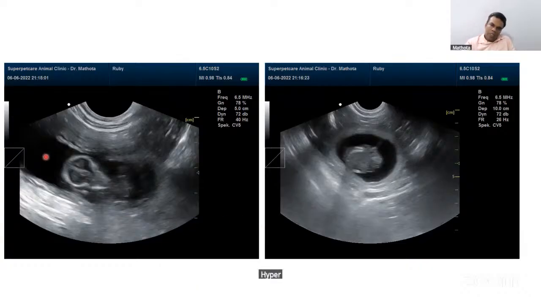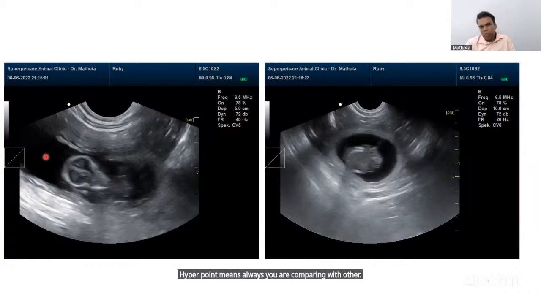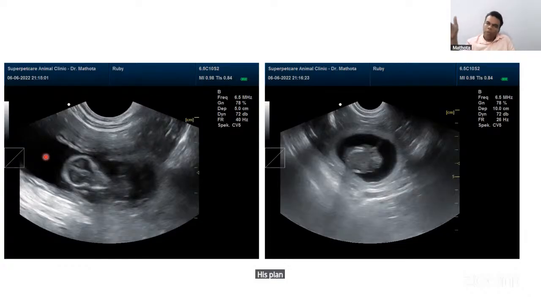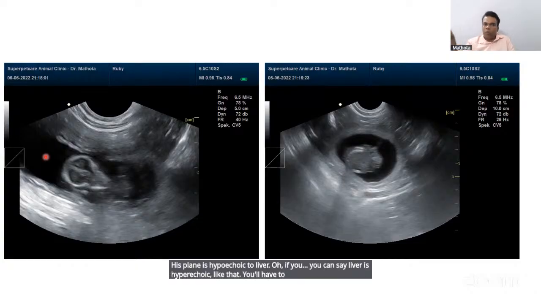Hypoechoic means you are always comparing with another organ. If you are telling that the spleen is hypoechoic, you have to compare it with the liver. The spleen is hypoechoic to the liver, or you can say the liver is hyperechoic to the spleen. Like that, you have to compare with another organ. Anechoic means there is no echo. It's black color.